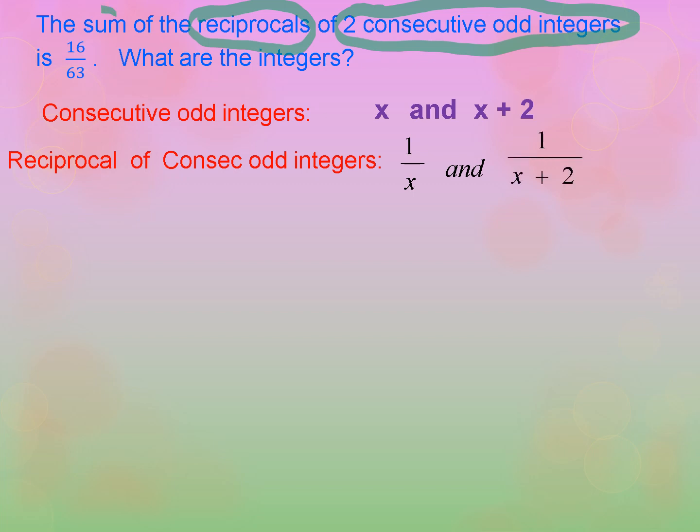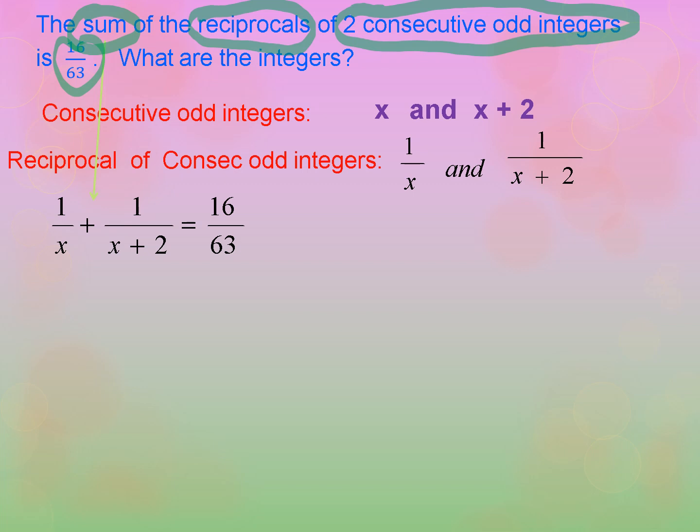This now talks about the sum. Well, sum means to add. So when I do 1 over x plus 1 over x plus 2, what is it going to equal? 16 over 63.